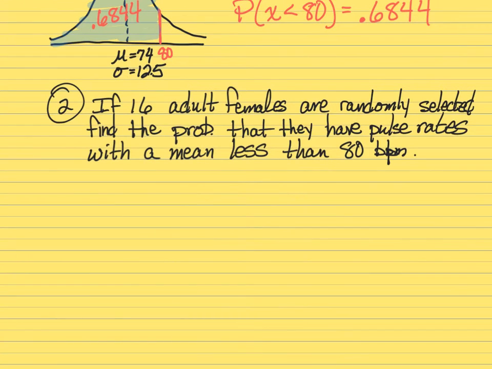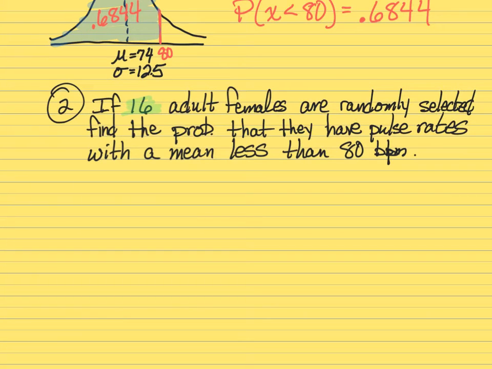Okay, so now we're going to do one that comes from 6.4. And in 6.4, what we're doing is we're not choosing one person at random, but in this case, we are choosing 16 at random, 16 females. And the question is, what's the probability that their average will be less than 80, right? So it's the same thing.